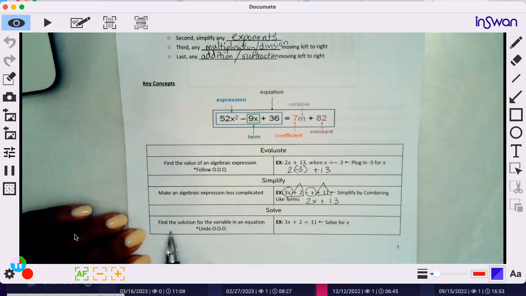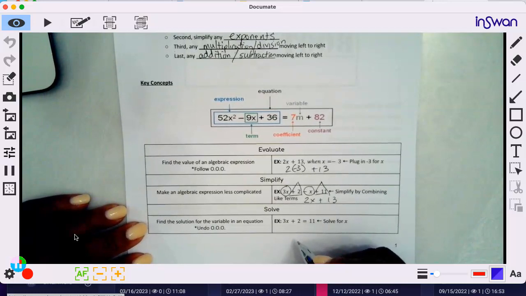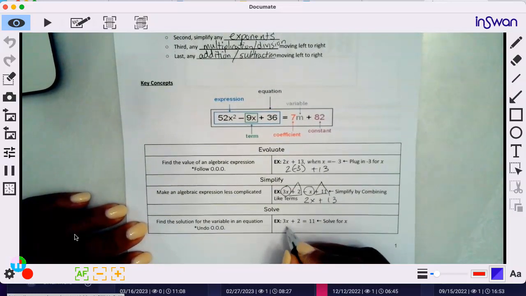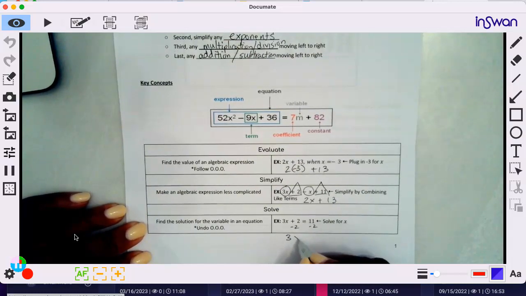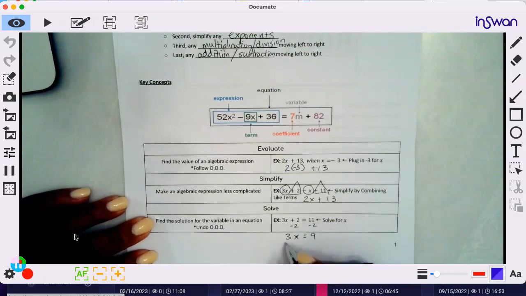Next, you're going to solve. Find the solution of the variable in the equation. So you're going to solve for x here. So order opposite inverse operations, what you're going to do. So you have 3x plus 2 equals 11. So we know we need to subtract 2 from both sides. That's going to give us 3x equals 9. Divide by 3 because the opposite of multiplication is division. So therefore you have x equals 3. And that should be your final answer for that.